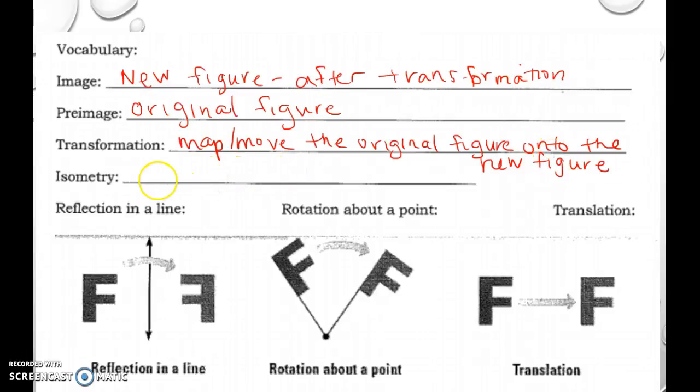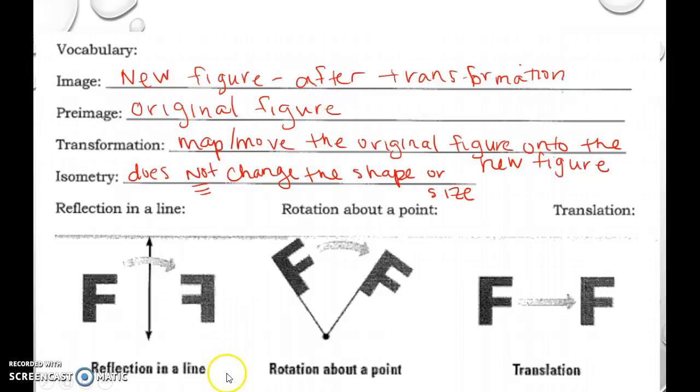And lastly, we have this word isometry. All of these transformations we're going to talk about are isometries, meaning it does not change the shape or size. So it's not changing the figure at all, it's just moving it in some way.